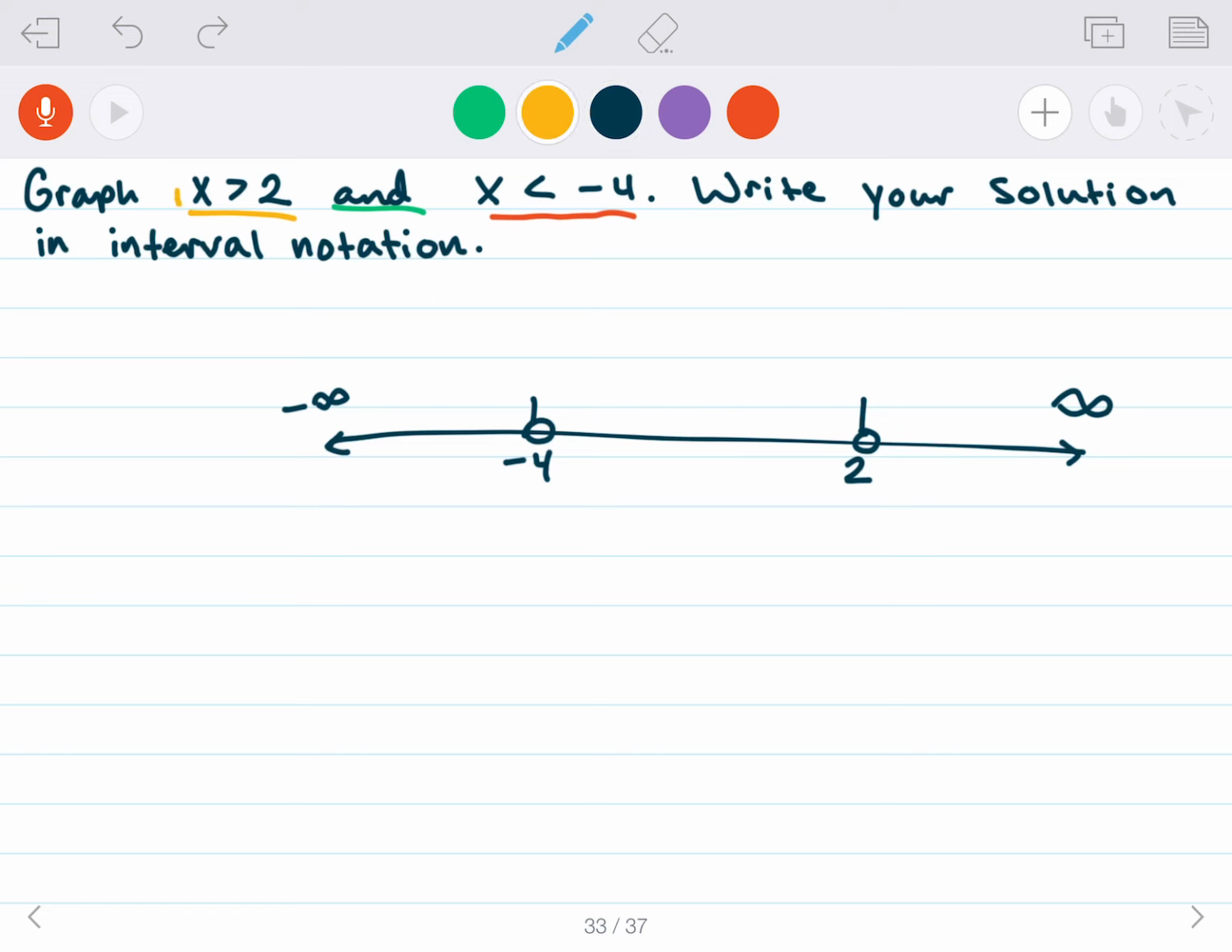Now for the first set, x is bigger than 2. I'm not shading 2, but I'm shading everything to the right of 2 in yellow. And then for x is less than negative 4, I'm shading everything to the left of negative 4. Now what's our answer here? Where do these two intersect? Well, they don't intersect because there's no part on the graph that has both yellow and red. So the answer here is no solution.